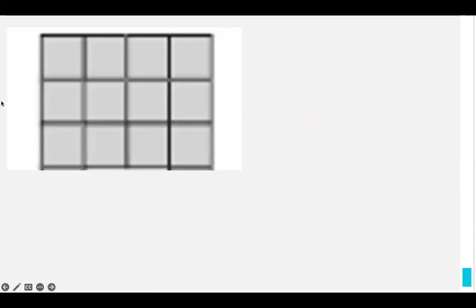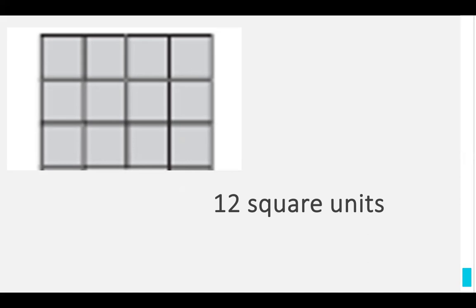So in this photo or in this figure, this is a square or rectangle, okay? We will count every square that the flat surface has. So let's count. 1, 2, 3, 4, 5, 6, 7, 8, 9, 10, 11, 12. So we have 12 square units. So the area of this surface that we have on our screen is 12 square units.